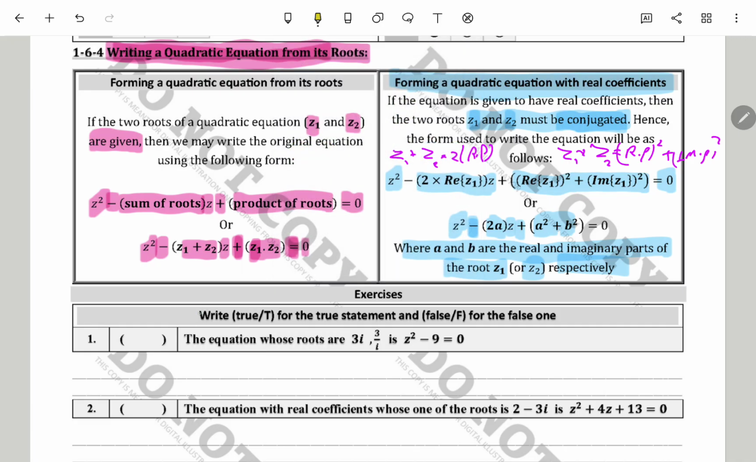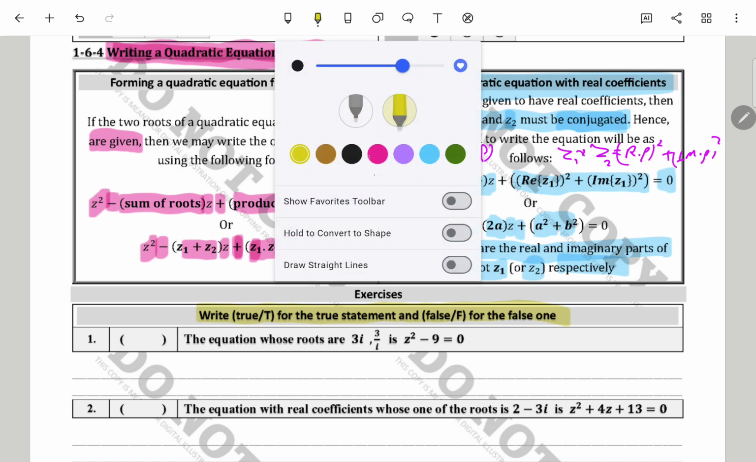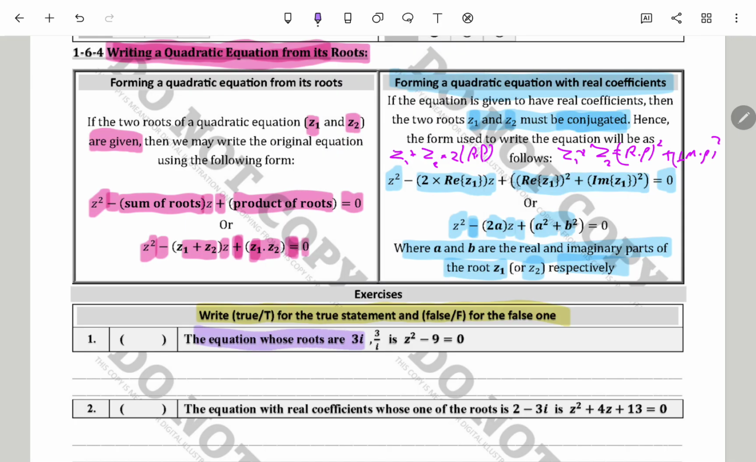We can now have some exercises, and the first exercise is about writing true for the true statement and false for the false one. In the first question, the equation whose roots are given, which are 3i and 3 over i, is z squared minus 9 equal to 0.